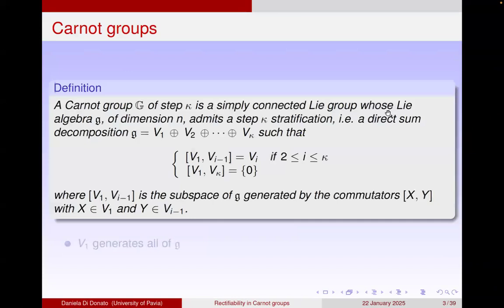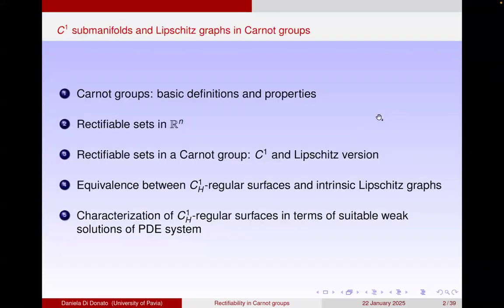In the first part of my talk, I recall the notion of Carnot groups, and rectifiable sets in Rn and in Carnot groups. Then I give the equivalence between C1H regular surfaces and intrinsic Lipschitz graphs. And finally, I give a characterization of C1H regular surfaces in terms of suitable quick solutions of a PDE system. This PDE system, in the model case, the first Heisenberg group, is the Burgers equation.